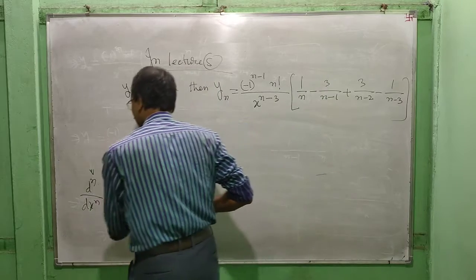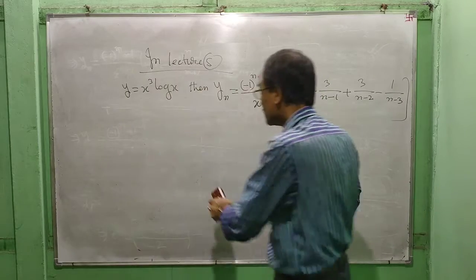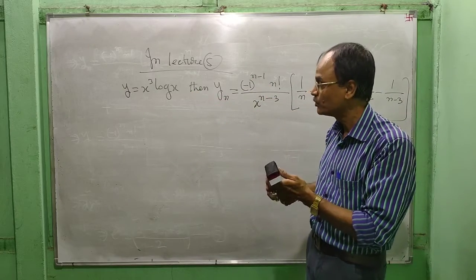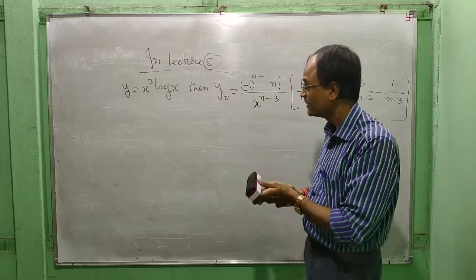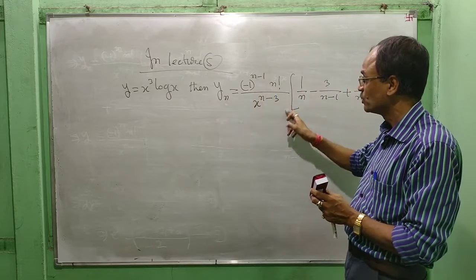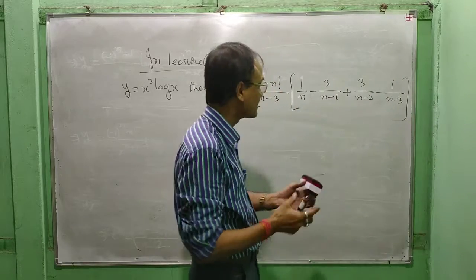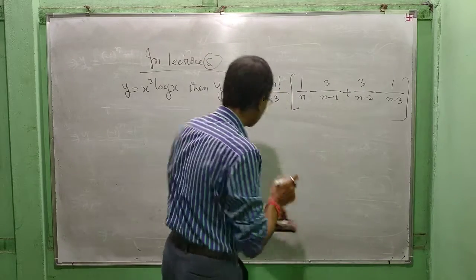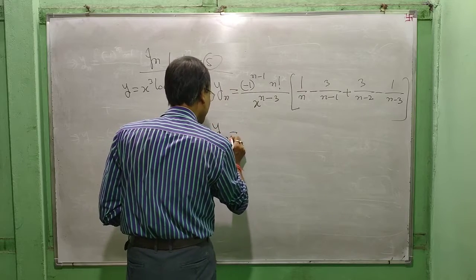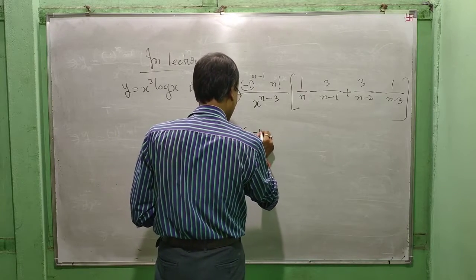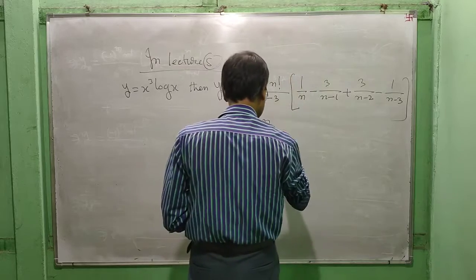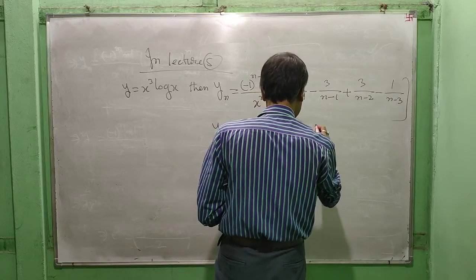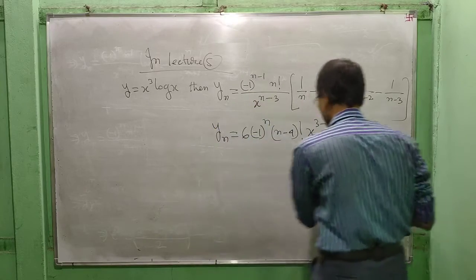In lecture 5, we solved a question, y equal to x cube log x. If y equal to x cube log x, yn is equal to, we got this result. Some students are calling me that sir, the answer should have been yn equal to 6 minus 1 whole to the power n factorial n minus 4 x to the power 3 minus n.